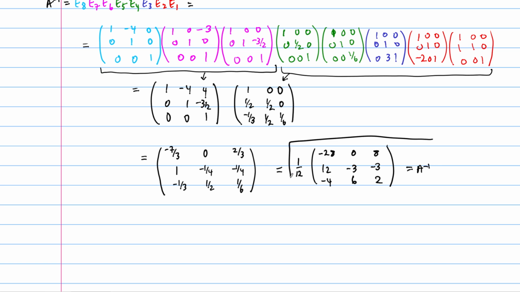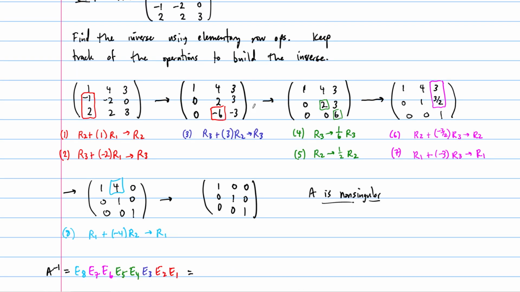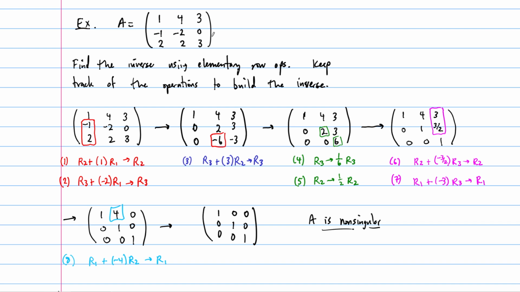Now this is kind of done the long way, but the point is that this is how it works. And you can now check. You can multiply this times the original A and make sure that you get the identity matrix back.